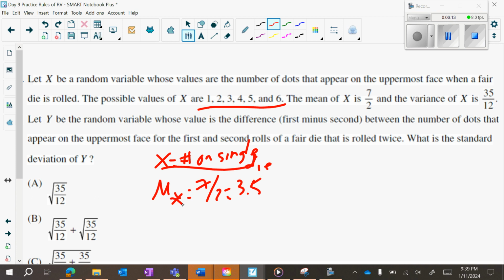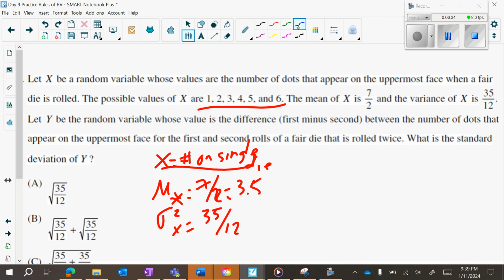So just so you know, if you added 1, 2, 3, 4, 5, and 6 and divided by 6, or if you had put 1, 2, 3, 4, 5, 6 in L1 and you found one var-stat, you would get a mean of 3.5 because the average of 1 and 6 is 3.5. And the variance is 35/12.